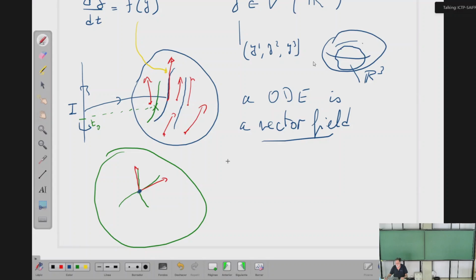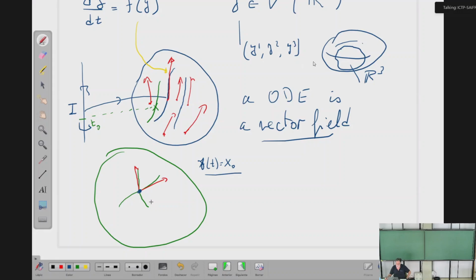Suppose this point is the point x0. So x of t, or y of t, equal to x0 is a solution. And since the solutions are unique, I cannot come like this and cross over this, because then the solution wouldn't be unique, because I would have this point with three solutions: the solution that comes this way and the solution that goes this way, and these two also, right? So it cannot happen. So I cannot have something crossing.